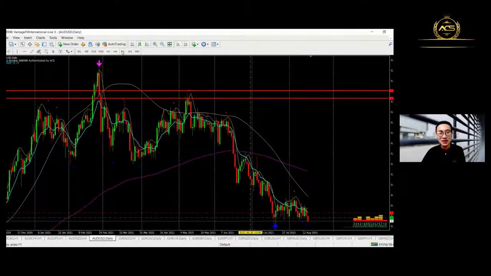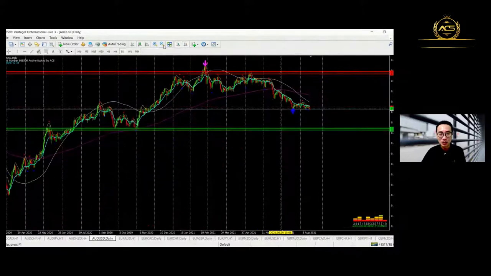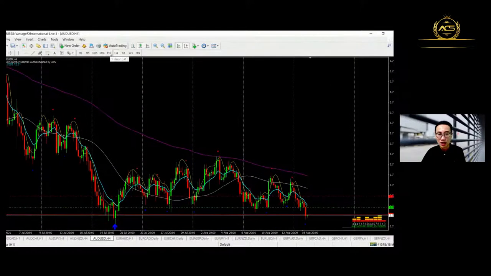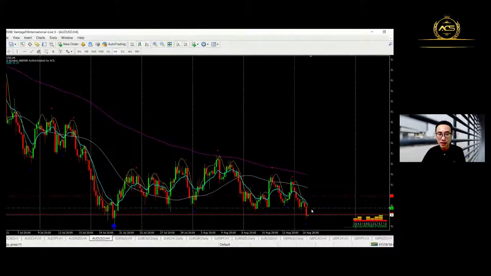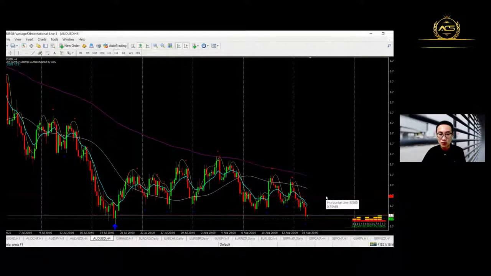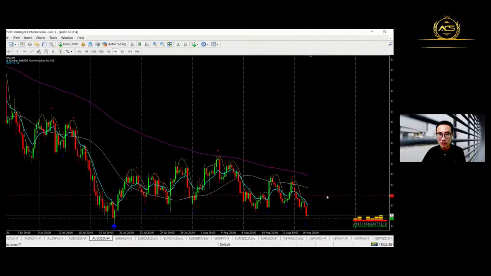Okay, all right, Aussie dollar, we are still in our bear market. So right now, turning down for a short, Aussie dollar looks good, but we are on the support level right now. So let's wait for it to break the support before we can start trading.